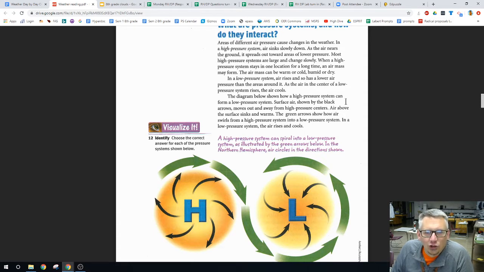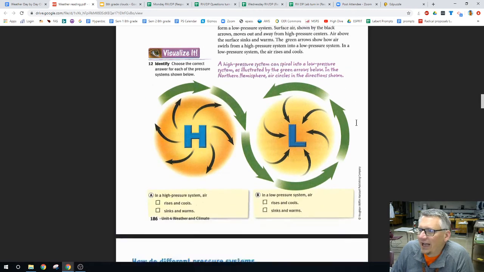Surface air, shown by black arrows, moves out away from high pressure centers. Air above the surface sinks and warms. The green arrows show how air swirls from a high pressure system into a low pressure system. In a low pressure system, the air rises and cools.